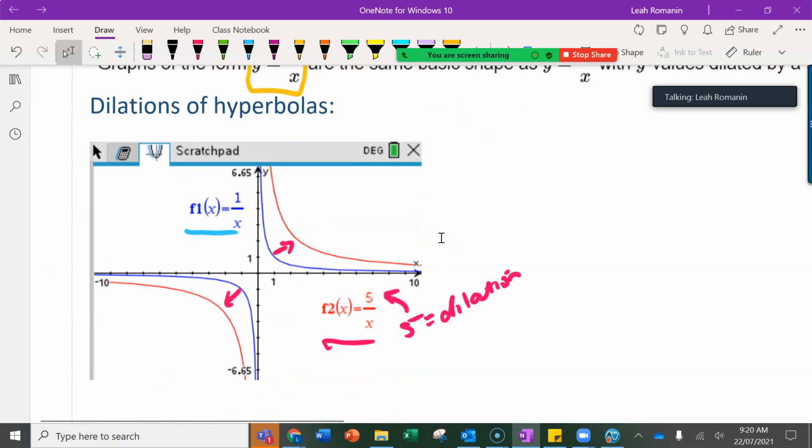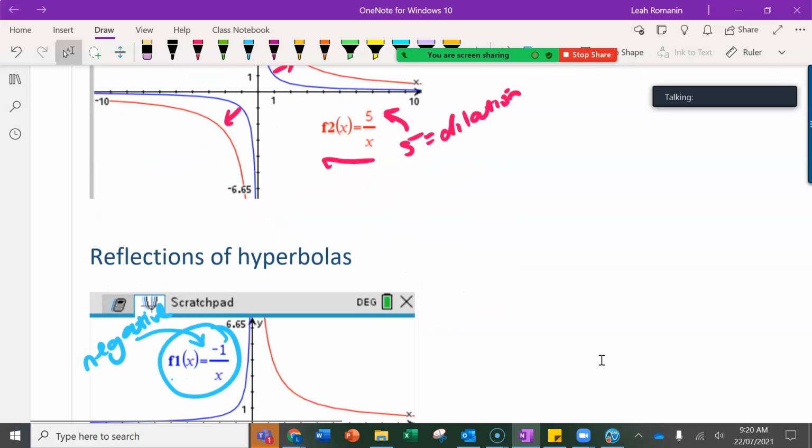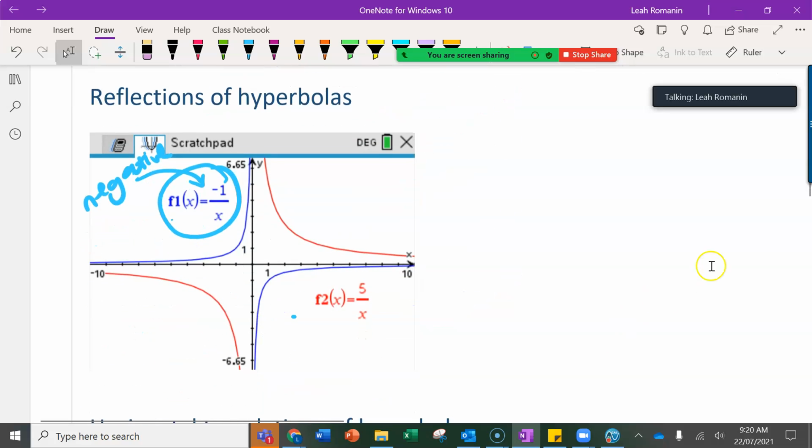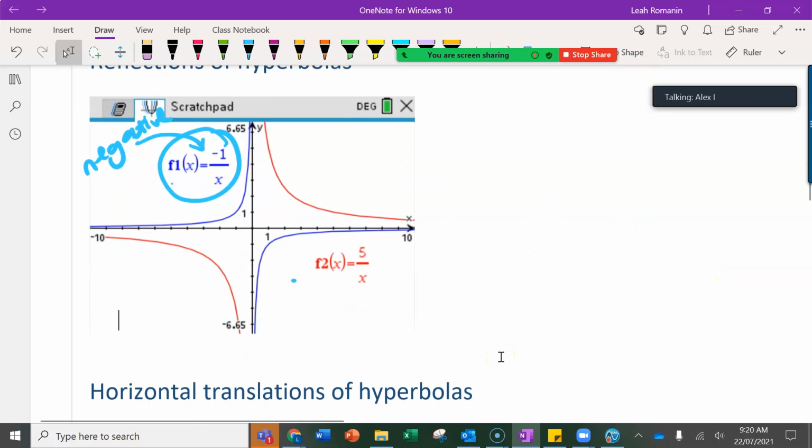Do I have any questions so far about dilation or reflection? Okay, not yet, but remember, yes, Alex. Yes, yeah, I am coming to the example, Alex, don't worry.